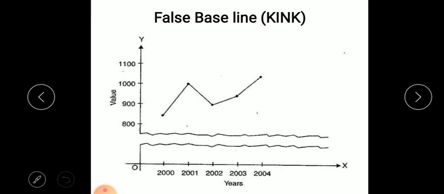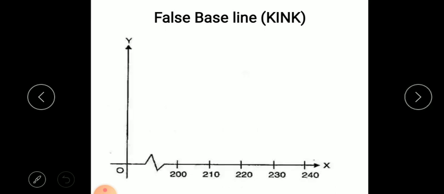So kinked line or false baseline, here it is used on the y-axis, but not always on the y-axis. You can use it on the x-axis also, like this way. So you can kink the x-axis as well. It's not that you have to kink only the y-axis. So this is one of the major usages of the kinked line or the false baseline in statistics, especially in graphical representation of data.